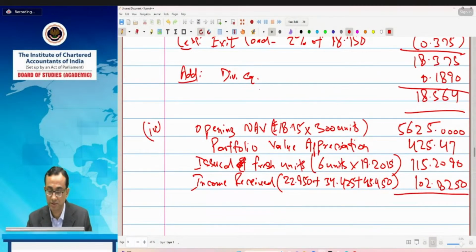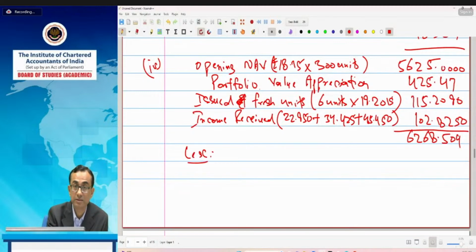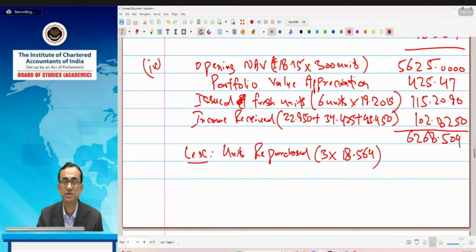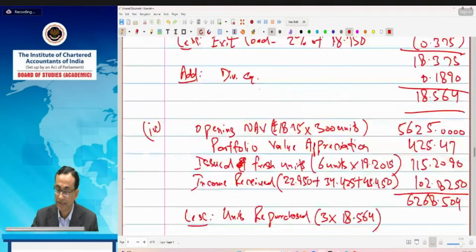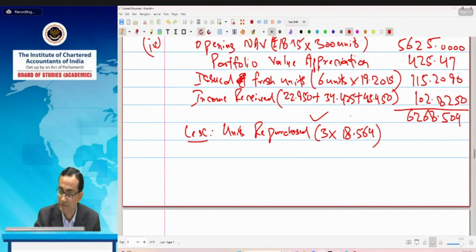So if you add all this, that is opening NAV plus portfolio value appreciation plus fresh units which have been issued plus income received, the total amount arrived at is 6268.504. And from this, the dividend will be deducted to arrive at the closing NAV. So first, units repurchased. Units repurchase is 3 into 18.564. It is given in the question that 3 lakh units have been bought back, that is repurchased, and the repurchase price is also given, 18.564. So this 3 is multiplied by the repurchase price, and the amount is 55.692.